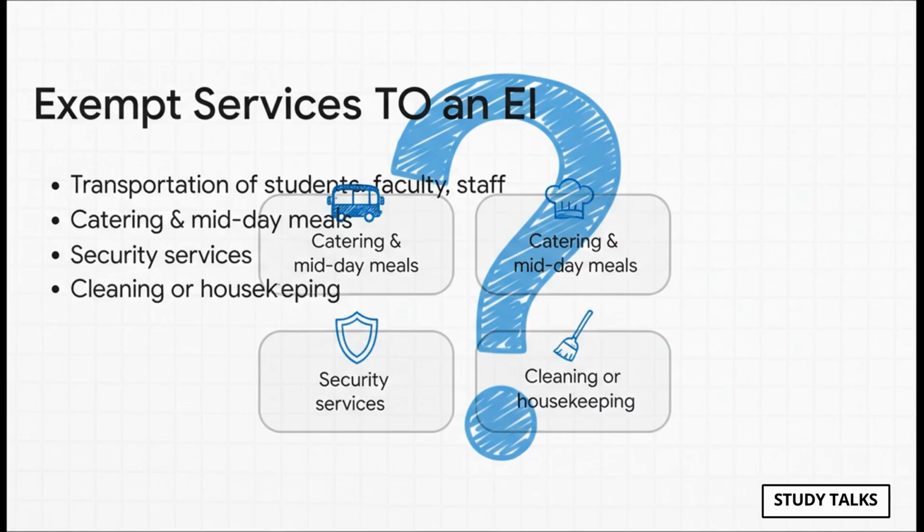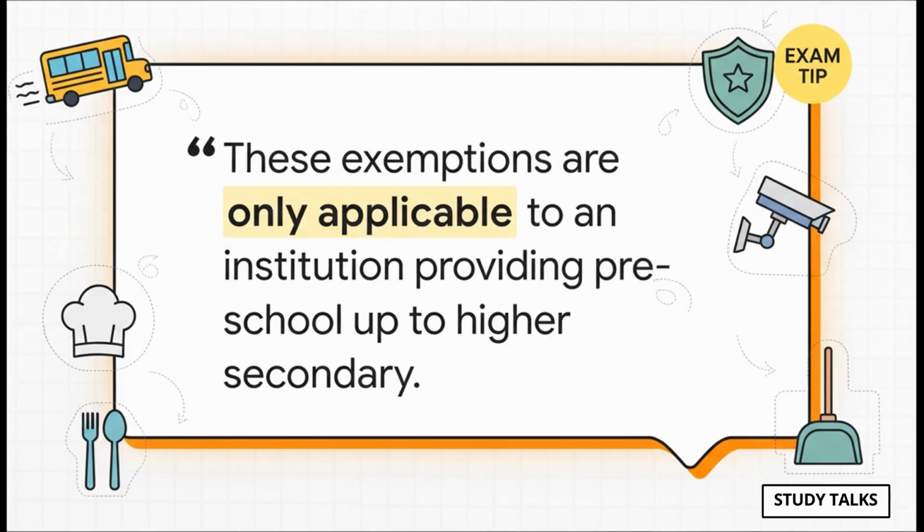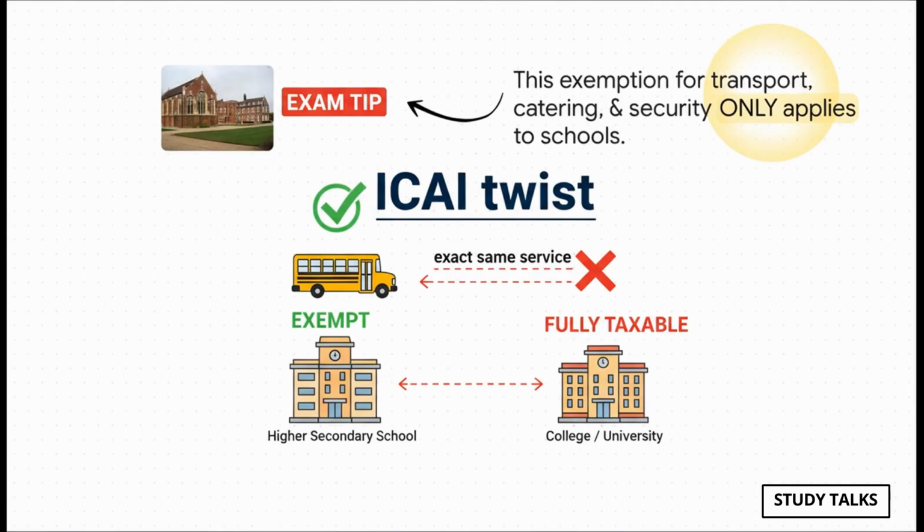So, looking at this, you'd think these services should be exempt for all educational institutions, right? Seems logical. And then bam, this is the line. This one sentence changes everything. It says that the exemption for those specific services we just saw, transport, catering, security, it's not for all educational institutions. It is only for schools providing education up to the higher secondary level. That's it. This image just says it all, doesn't it? This is the ICAI twist we've been talking about.